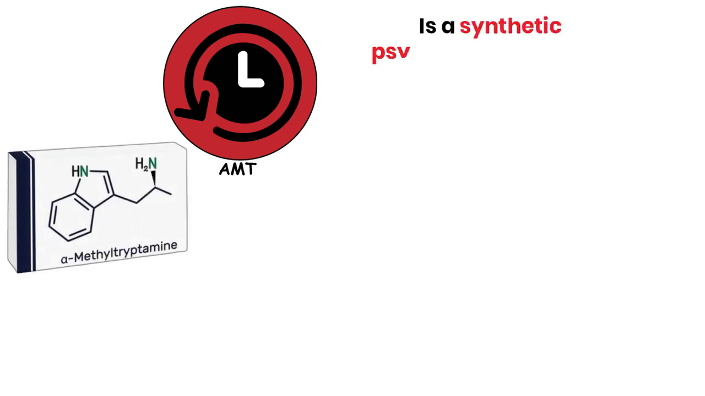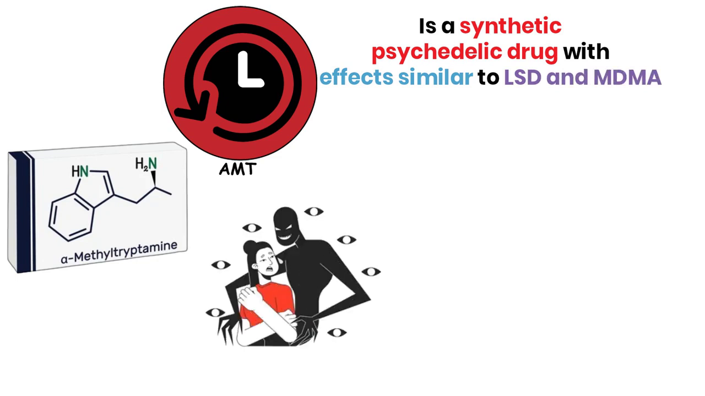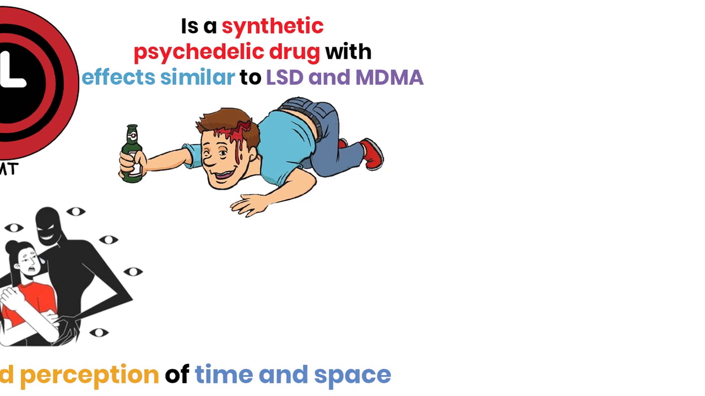AMT, alpha-methyltryptamine. AMT is a synthetic psychedelic drug with effects similar to LSD and MDMA. It can cause hallucinations, euphoria, and an altered perception of time and space, but it is less commonly used than other hallucinogens.